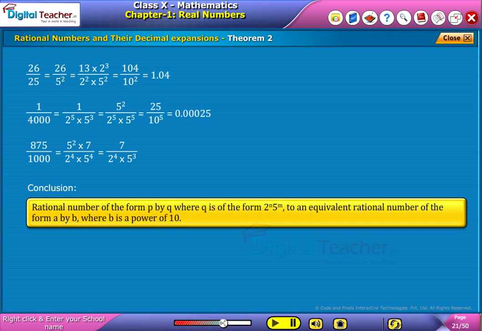Is that rational number of the form p by q, where q is of the form 2 power n 5 power m, to an equivalent rational number of the form a by b, where b is a power of 10, where the prime factorization is in the form of 2 to the power n 5 power m, and n, m are non-negative integers.